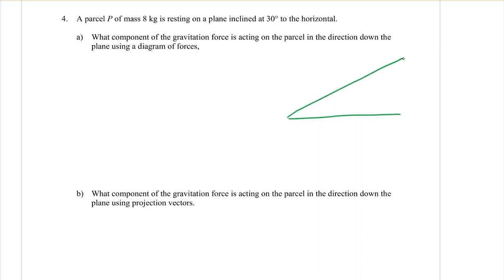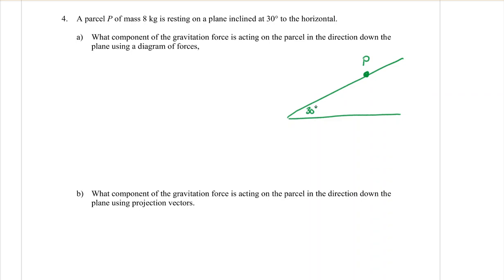Okay, so I'm going to have my parcel P. I'm going to sit it on my line here. So here's my parcel. It has a mass of 8 kilograms, so I'll come back to that part. I know that the plane is resting at a 30-degree angle, so that's that angle in there to the horizontal. And it says, what component of the gravitational force is acting on the parcel in the direction down the plane using a diagram of forces?